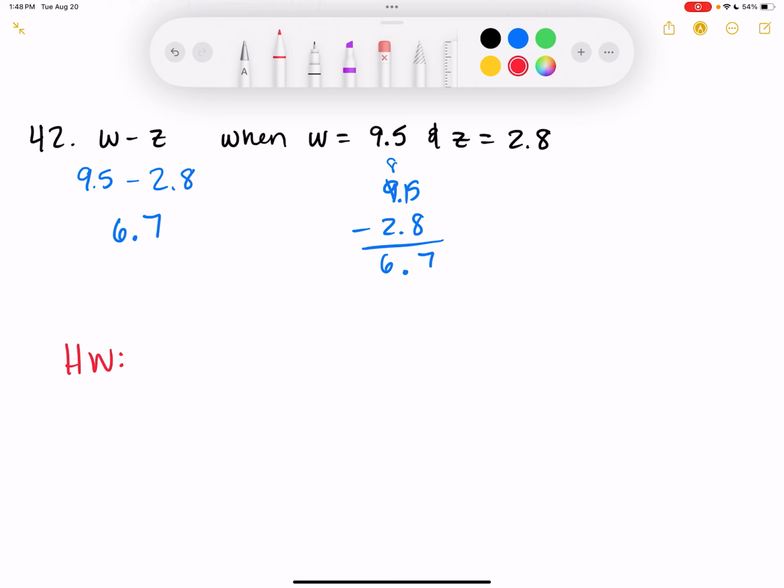Because we have a ton of time, I'm going to give you a lot today because you need to stay busy. So 3 through 43 odd. You have 30 minutes to finish this in class, so you need to be working.